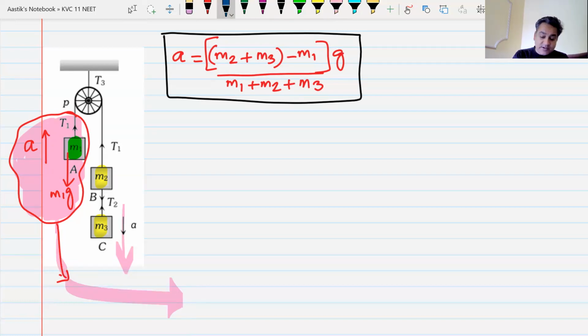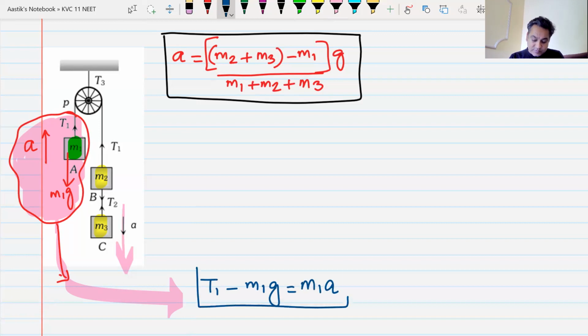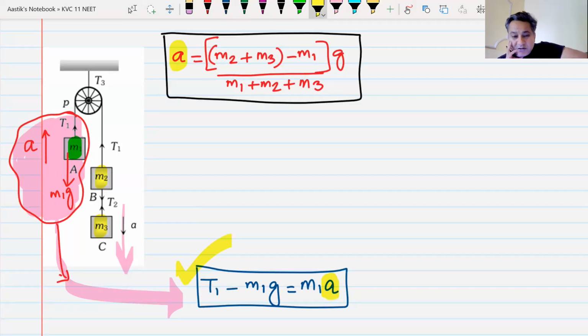The equation of block M1 is like this. It is moving upwards. T1 minus M1G is equal to M1 into A. You must understand that you already know the value of A, which is here. Just put the value of A in this equation and you get the value of T1. Do we understand this?